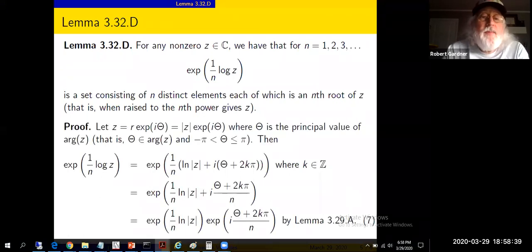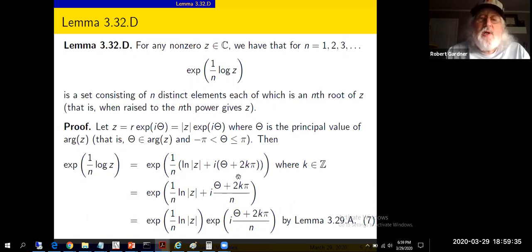Okay. Well, let's represent z as r e to the i theta, where theta is the principal value of the argument of z. That is, it's between negative pi and pi as given. Then, if we take 1 over n log z and exponentiate it, log z, lowercase l, is defined to be the natural log of the modulus of z plus i times lowercase arg. So we're generating that set of arguments by taking the principal value and adding integer multiples of 2 pi i to that principal value. So we've got equality there by the definition of the lowercase l log function.